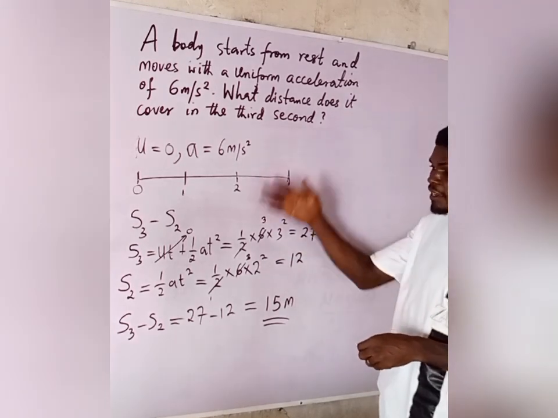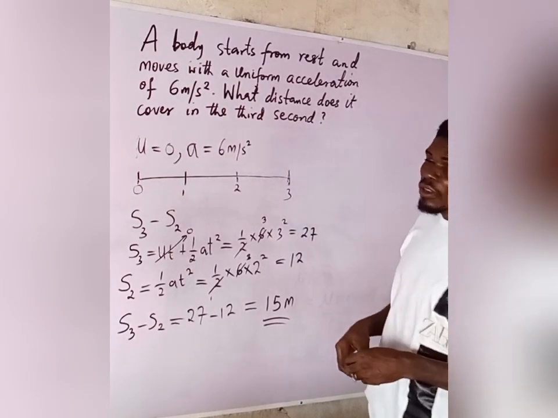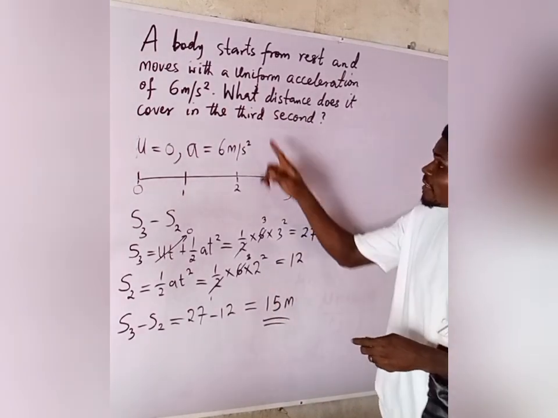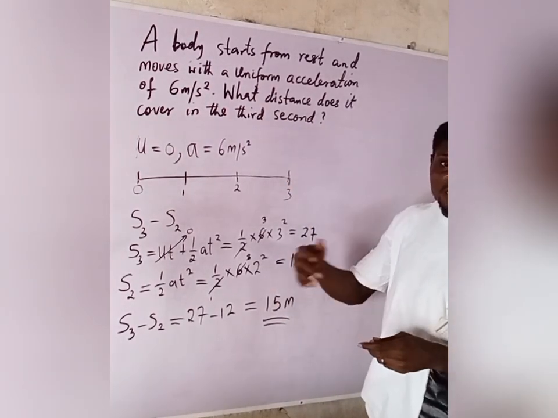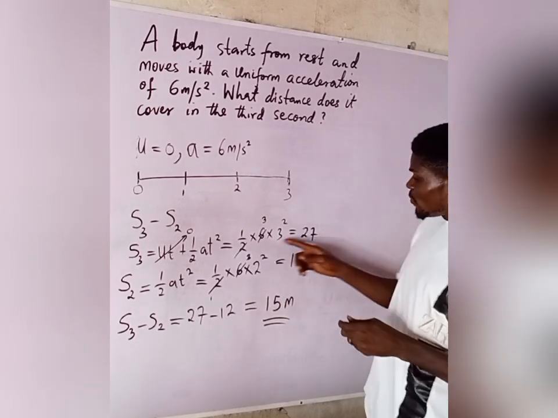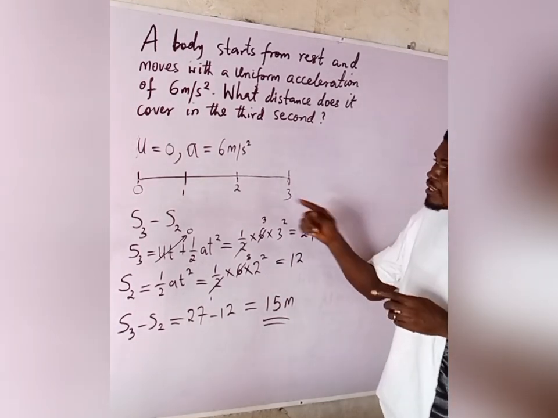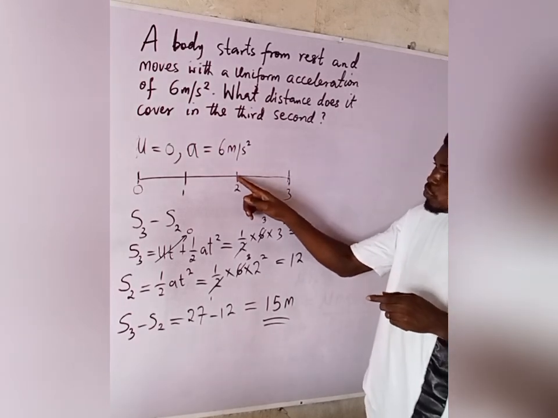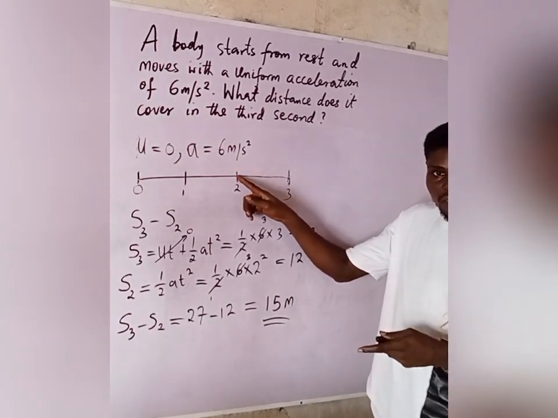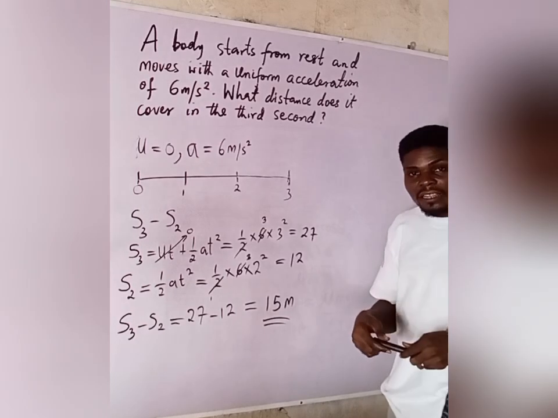I believe that this helps. Whenever you see this type of question, don't rush to go and use 3 and begin to solve, because when you do that, it's going to land you at this particular value, and that is not the final answer. You would need to subtract the distance just for the second, for you to be able to get the final answer.